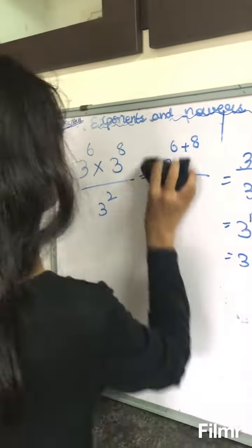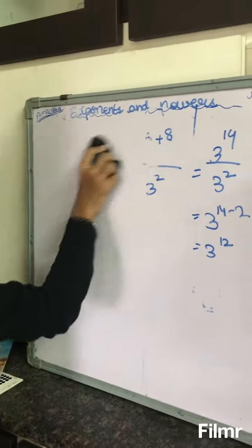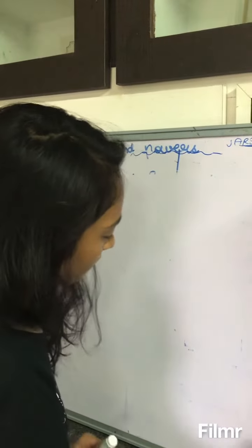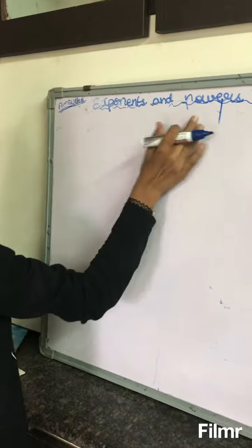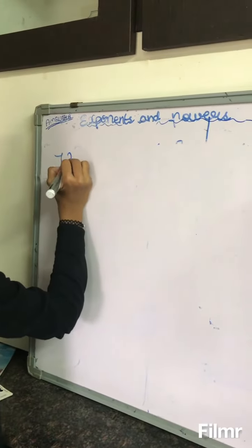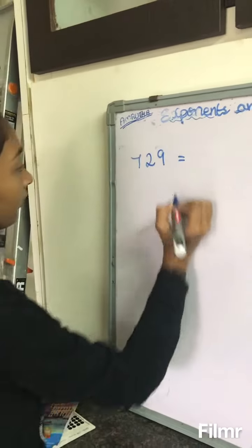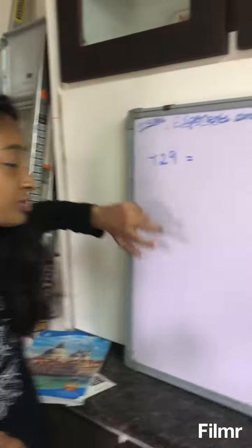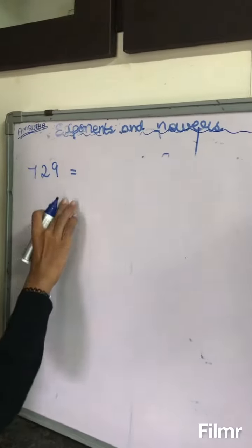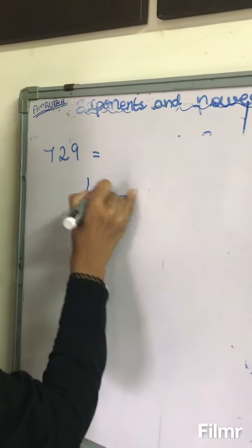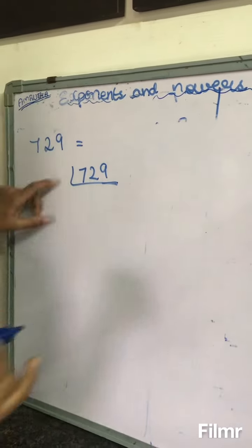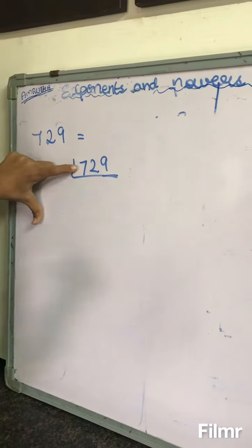So next, another sum. If they're asking you to find 729, how to say it in exponential form? For this, you can find 729 by prime factorization, the same as LCM.